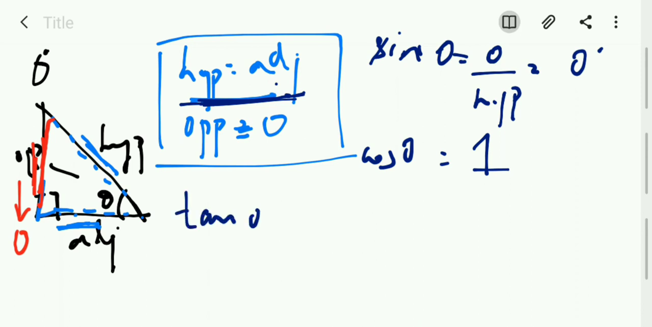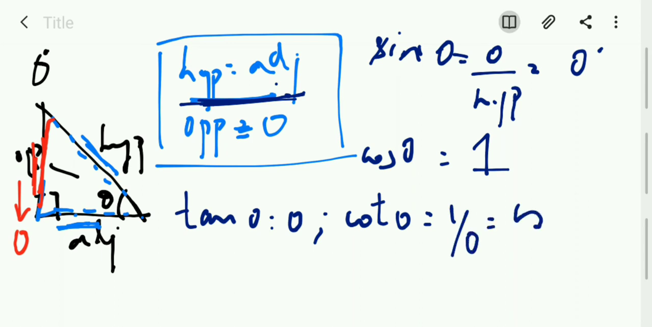Now what is tan 0? Sine divided by cos. So once again 0 divided by 1. 0 divided by anything is 0. Cot 0, reverse of tan. That means anything divided by 0 is infinity or not defined.